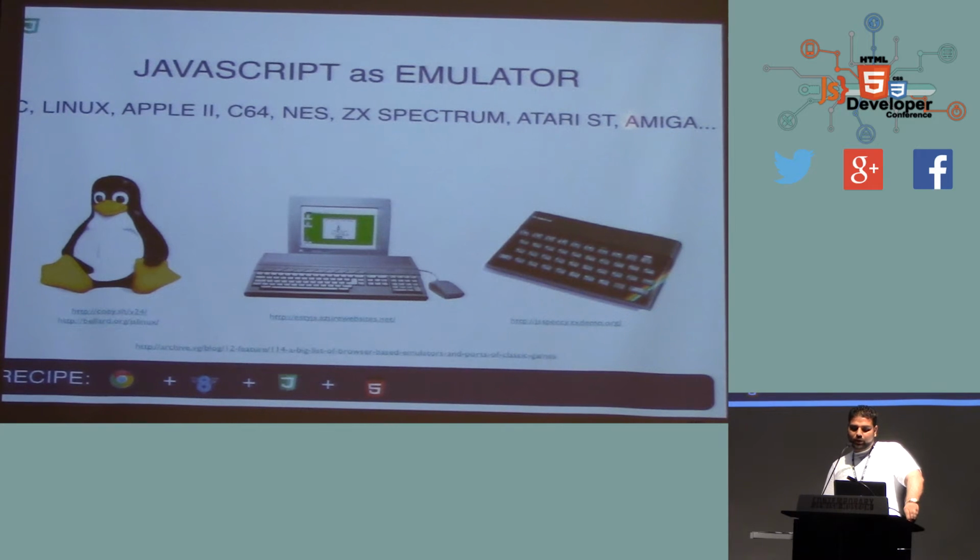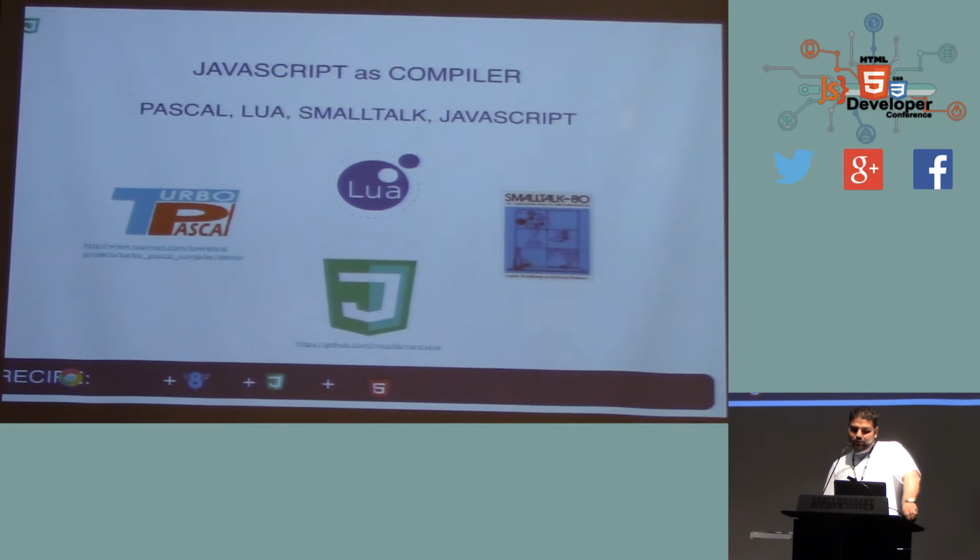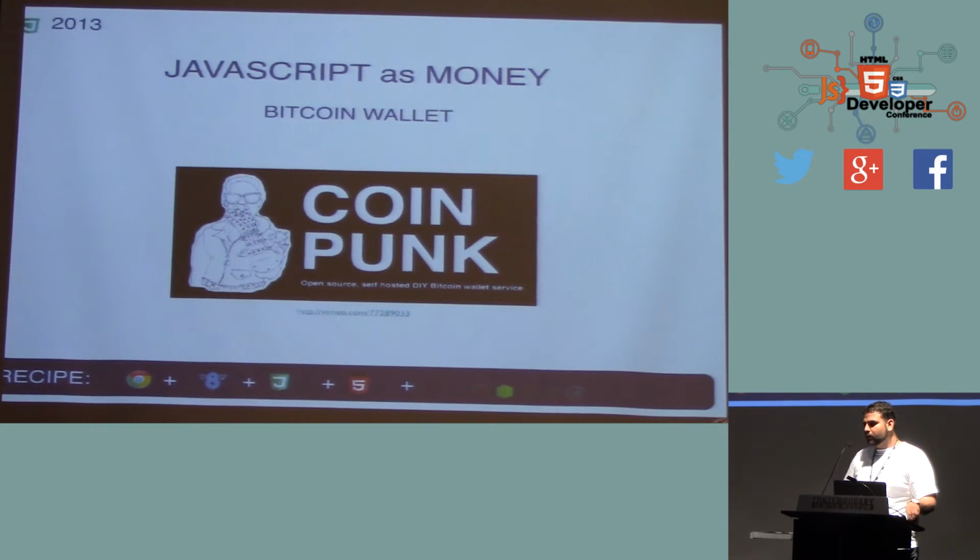JavaScript is doing a lot of these things because of HTML5, right? HTML5 came into the picture, and it let JavaScript be used as an emulator. And then you can also use it as a compiler. So things like Pascal or Lua, what they were doing in the past, now JavaScript has those abilities. Plus, you can also use JavaScript as money. We all know the concept of Bitcoin, how Bitcoin works. Bitcoin is not a currency, but JavaScript lets you use it as a currency over the web if you want to buy something. And that currency is again written in JavaScript.